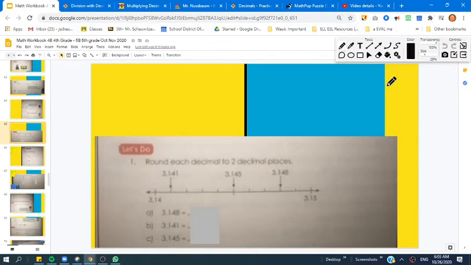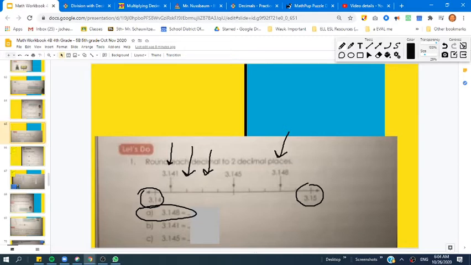Here we go. 3 and 148 thousandths can be put on our number line if we count the decimal places, right? We have 3 and 14 hundredths, and then we have 3 and 15 hundredths right here. If we count the notches, we can also understand that this is 3 and 141 thousandths, 3 and 142 thousandths, 3 and 143 thousandths, and we can continue like that, right? 3 and 148 thousandths is right about there, okay?